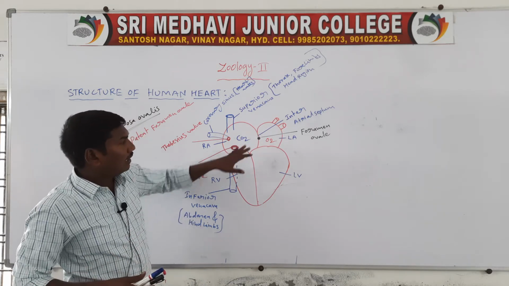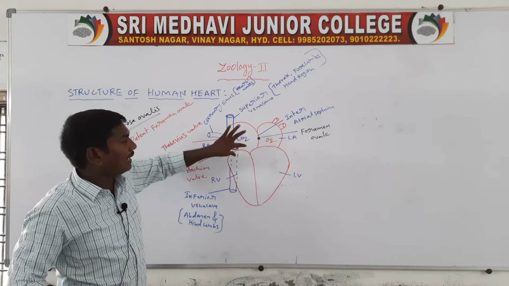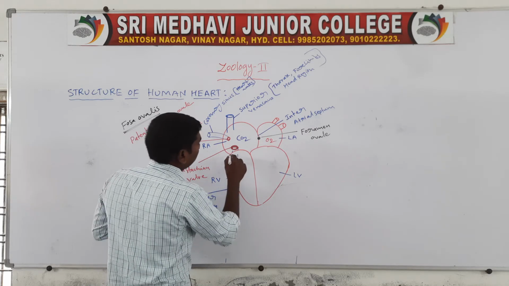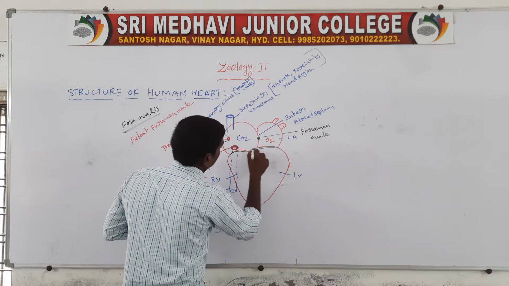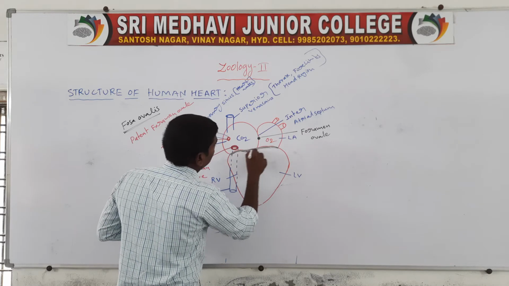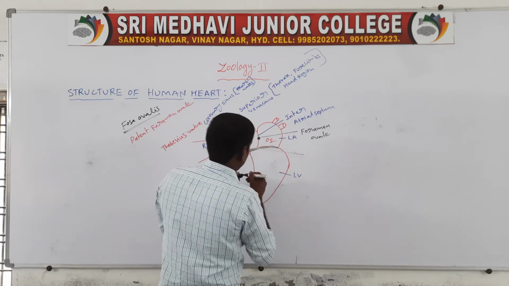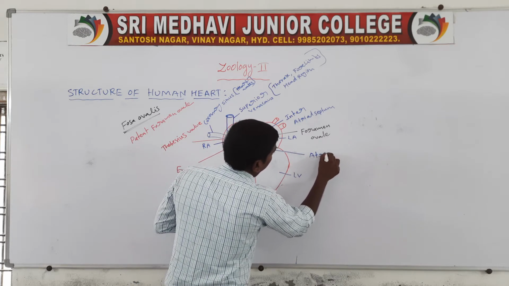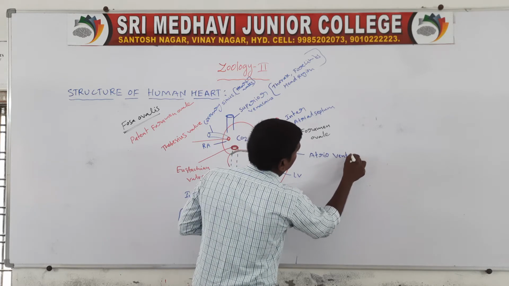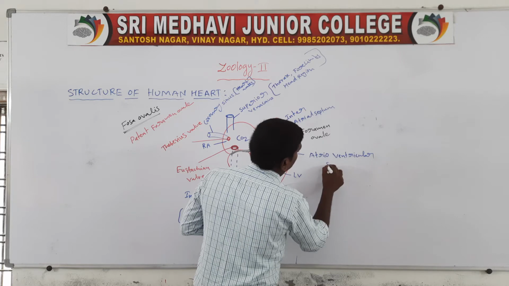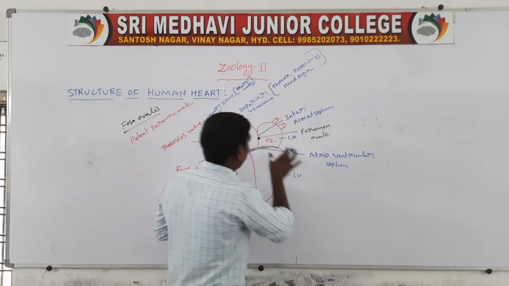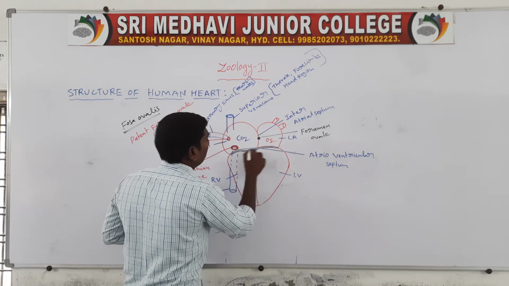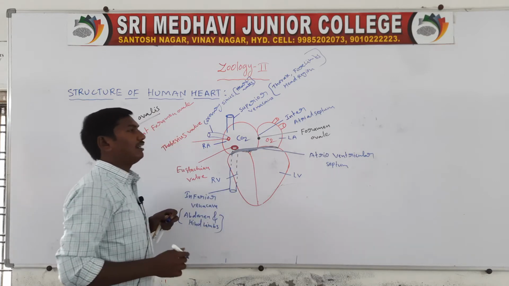Next one, the two atria and two ventricles are separated. The atria and ventricles are separated by the septum, which is called the atrioventricular septum. The two atria and two ventricles are separated by the atrioventricular septum.